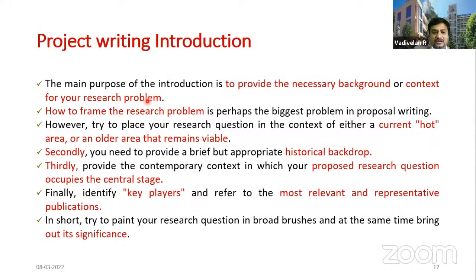And definitely it's going to be the biggest problem while we are framing the research problem in proposal writing. So that's what I mentioned. Whenever we are selecting the context for the research question, the topic we select should be a hot area or an older area that remains viable. If you look at the past two years, most of the journals or most of the proposals are dealing with the current scenario.